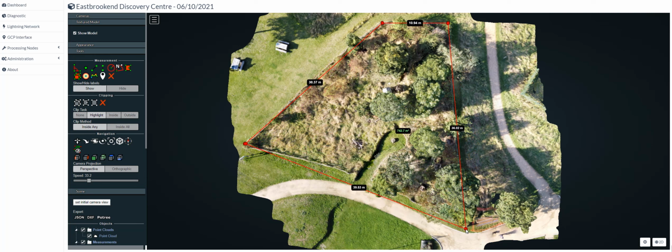In a nutshell, this is the representation, both at 2D level and 3D level, of this area.